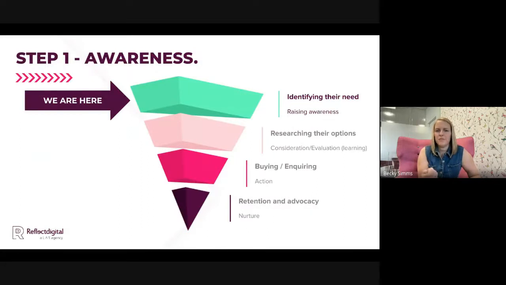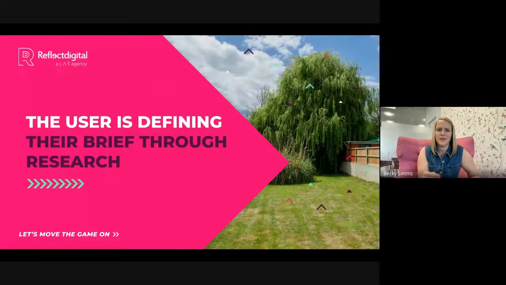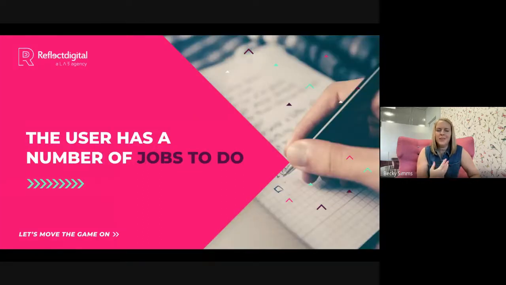So I'm going to run us back through the funnel, and we're going to just talk about the types of keywords and intent that we're likely to see across the funnel. So if we start at that awareness phase where they're identifying their need. At this point, the user is actually defining their brief through research. They might not know their exact brief of what they're looking for. And the user has a number of jobs to do, and this is a really nice way to look at it. We were talking to Auto Trader recently, actually, and they've done a huge amount of research around the jobs that a car buyer has to do. And actually, there's tons of them.